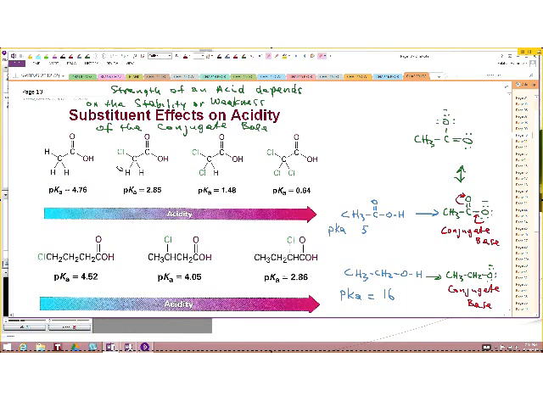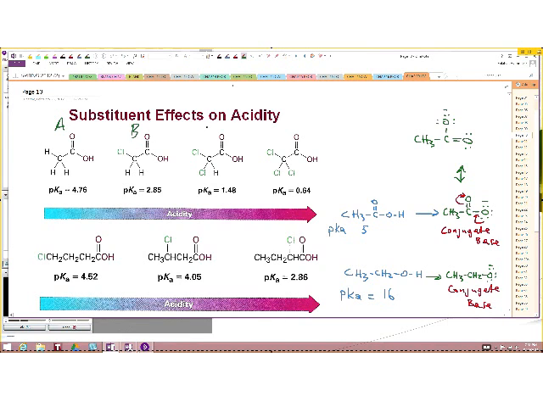Now, with respect to inductive effect, I've just told you how the resonance will stabilize our conjugate base. With regard to inductive effect, take a look at these molecules here. Let us label this. Let's call this A. That's acetic acid. Let us call this B. This is C. And this is D.